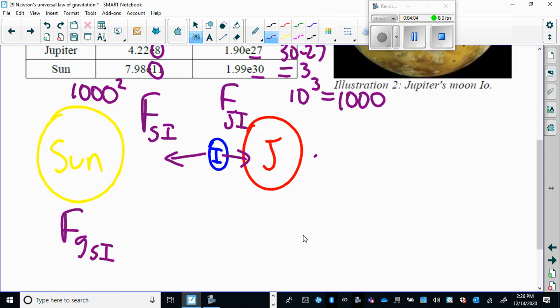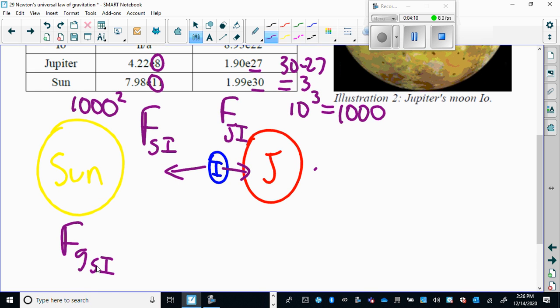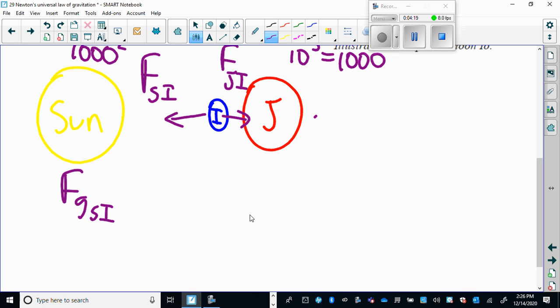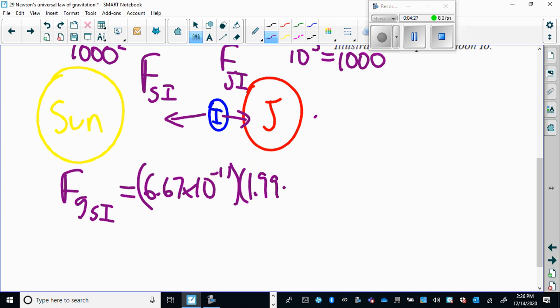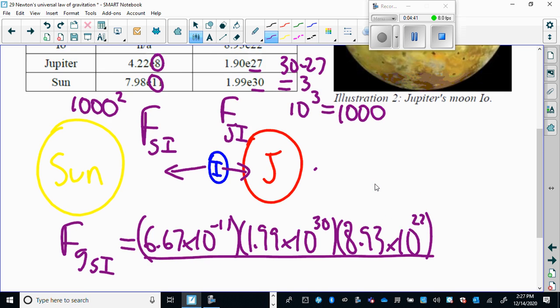So anyway, let's go through the calculations, and it's just a matter of plugging in the numbers correctly. So we're doing first the sun and Io. So here's the mass of the sun, the mass of Io, and the distance between them. So G times the mass of the sun times the mass of Io. What was that, 22? I hope. Let's go back up. Io, yeah, right there, and then the distance.